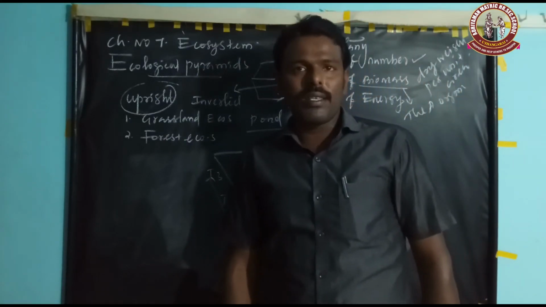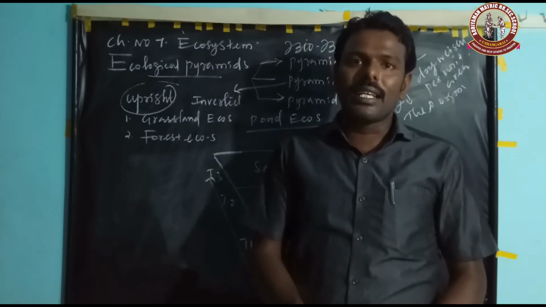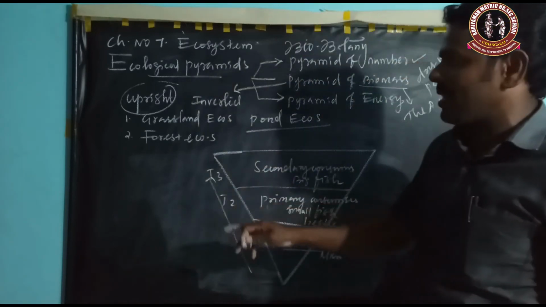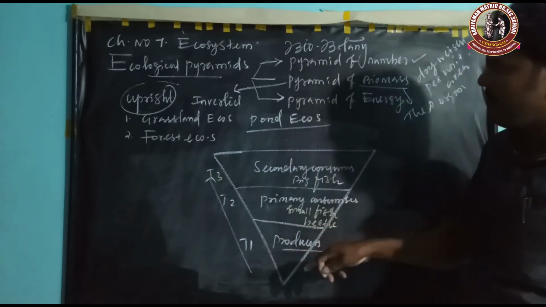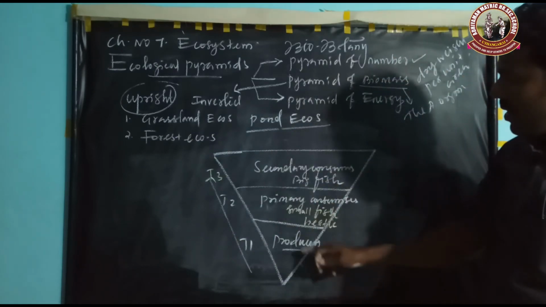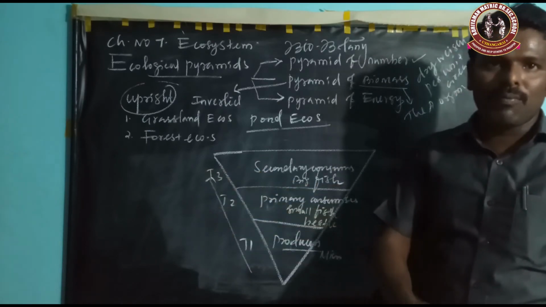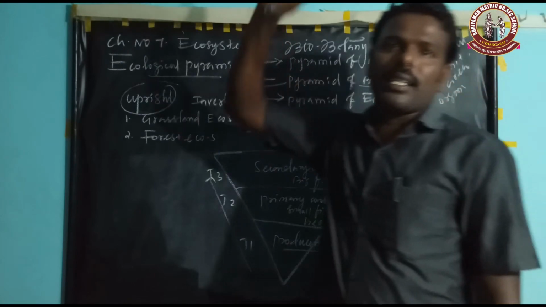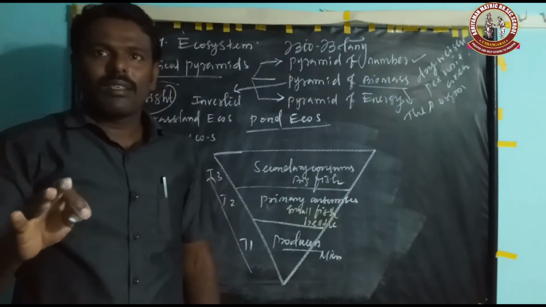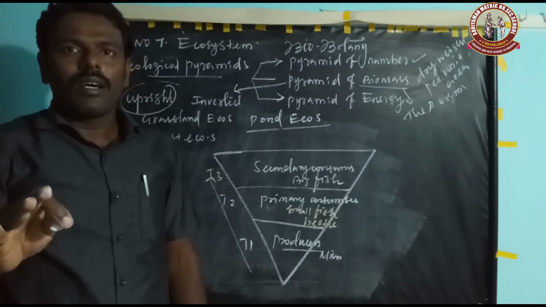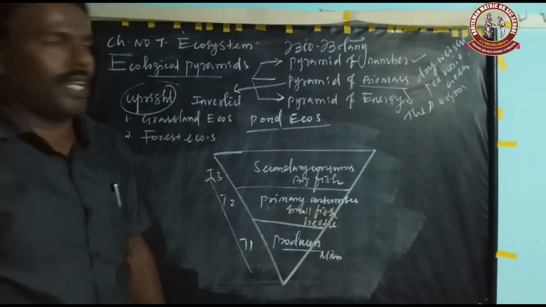the pyramids of biomass gradually decrease based on the effects in a grassland ecosystem and a forest ecosystem. But in the pond ecosystem, from the base producer to the secondary consumers, the volume of biomass gradually increases. So therefore, the pyramid of biomass of pond ecosystems is always inverted in shape.